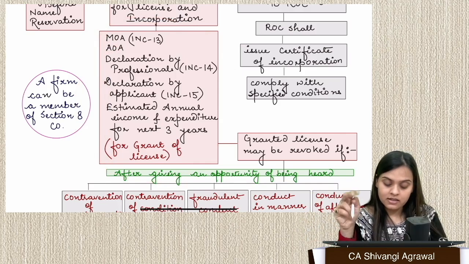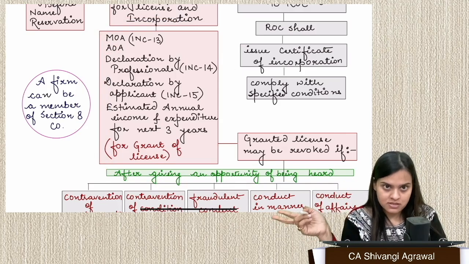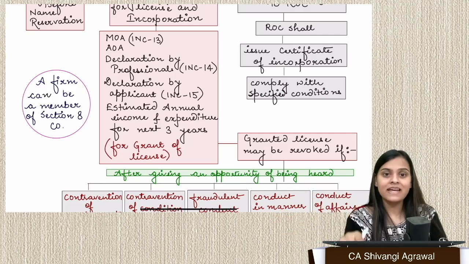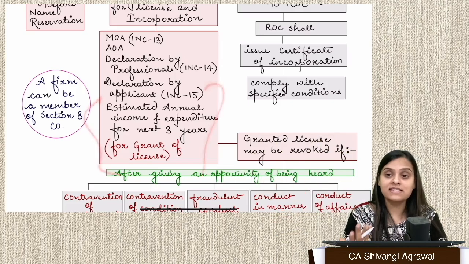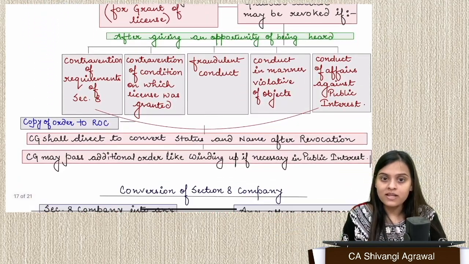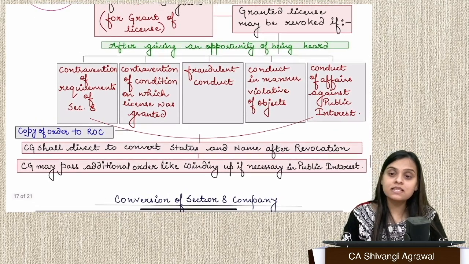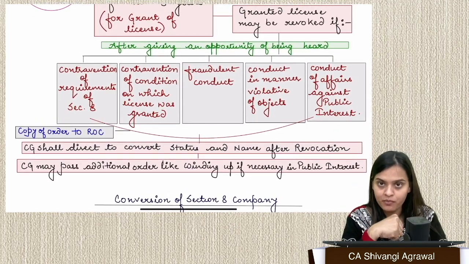Now, there is going to be declaration by professionals, declaration by applicant, estimated annual income and expenditure for the next 3 years. This is required for the license part. Okay. Now, once you have been given license, this license can also be revoked.